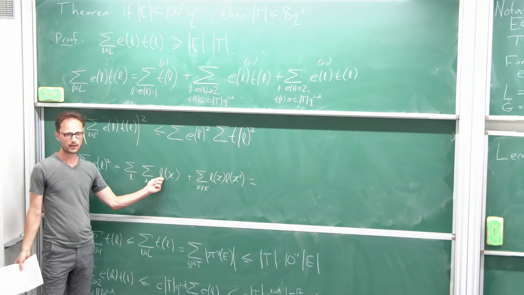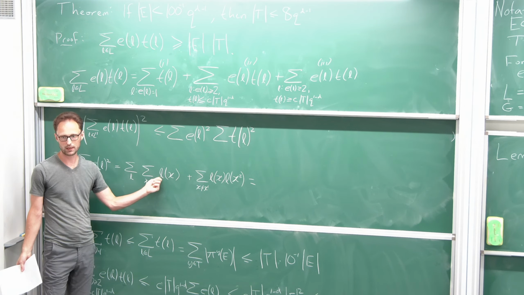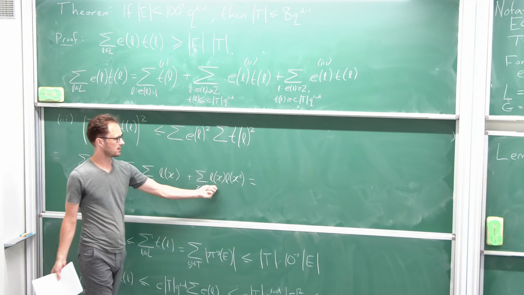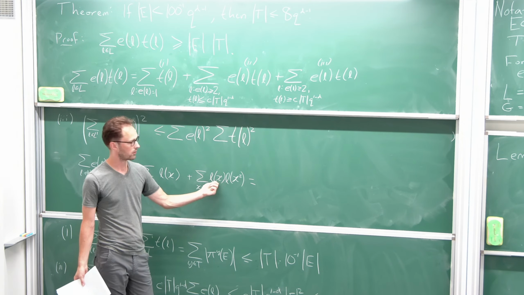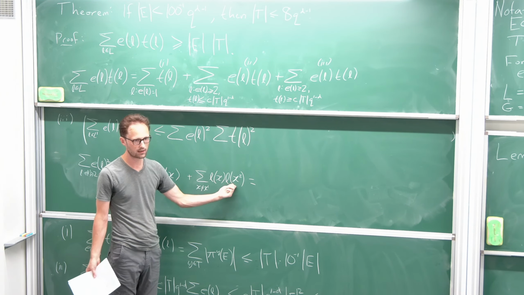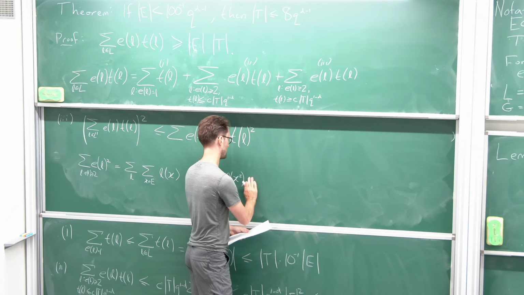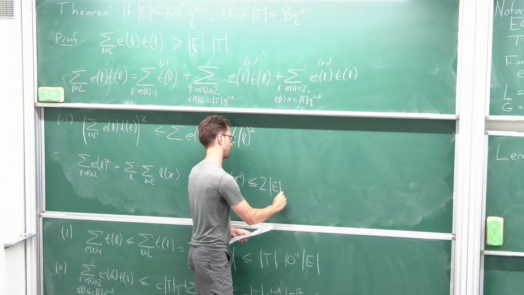So in this case, every line contains at least 2 points of E. So in particular, there's at most E points through each point of E. So this is bounded above by E squared. And similarly, because every pair of points is only contained in a single line, this term is also bounded above by E squared. So this is at most 2 times E squared.